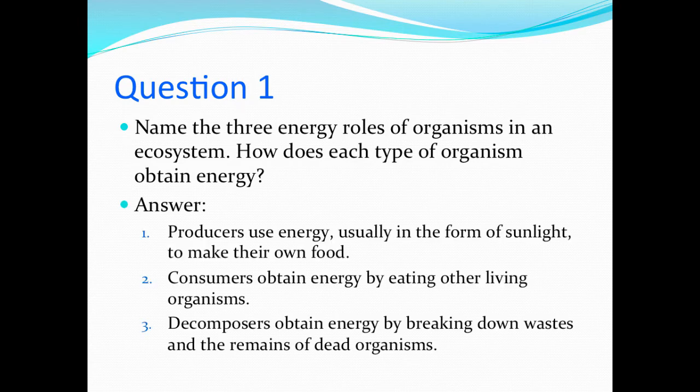Okay, so the answer to this question is the 3 types of organisms, or the 3 roles, are producers, consumers, and decomposers. Producers use energy, normally in the form of sunlight, to make their own food, which are what we call plants. Consumers have to obtain their energy by eating other living organisms, like what we do, and these are all animals. And then the last one is a decomposer. Decomposers are not animals, but they are mainly bacteria and fungi, which obtain their energy by breaking down the waste or remains of dead organisms.